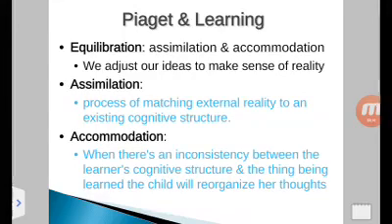Another way is assimilation, or the process of matching external reality to an existing cognitive structure, or the copying of ideas. And the other one is accommodation: when there is an inconsistency between the learner's cognitive structure and the things being learned, the child will reorganize her thoughts. However, Piaget introduces equilibration of ideas, and according to him, there are different stages of learning.